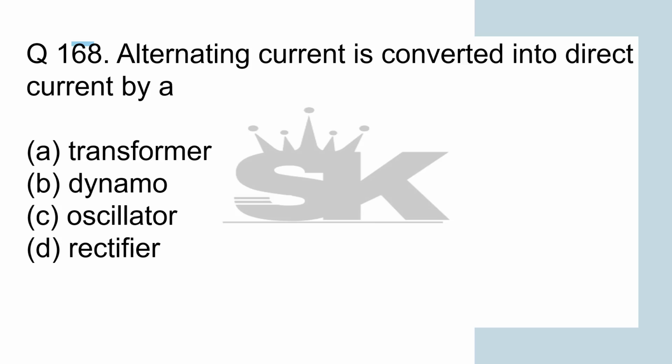Alternating current is converted into direct current by a rectifier. So here the answer is option D. A rectifier is an electrical device that converts AC to DC current by using one or more PN junction diodes.